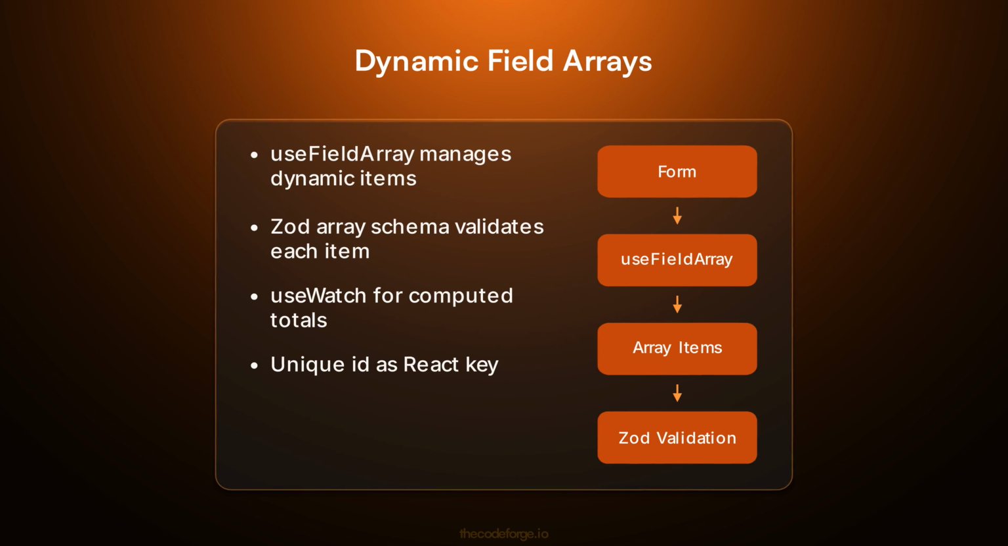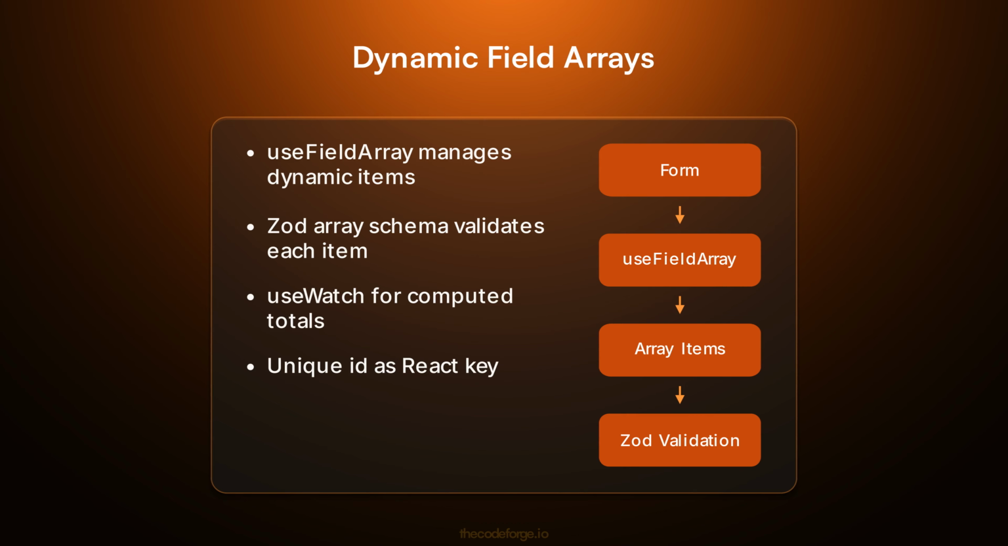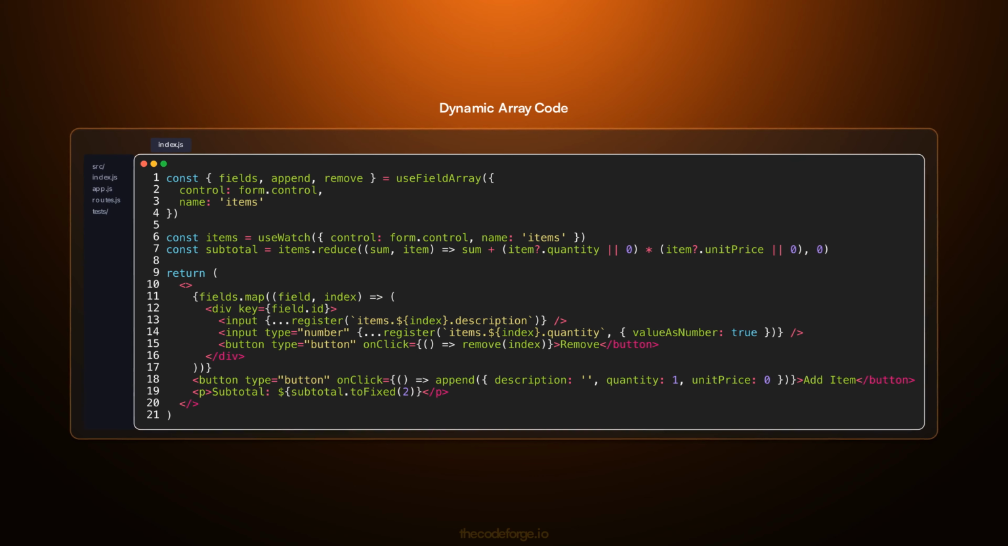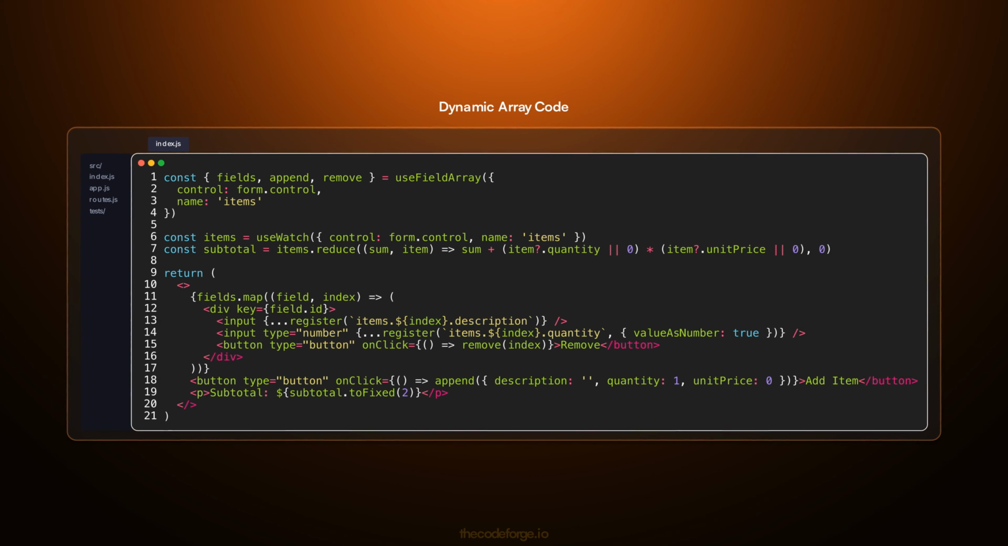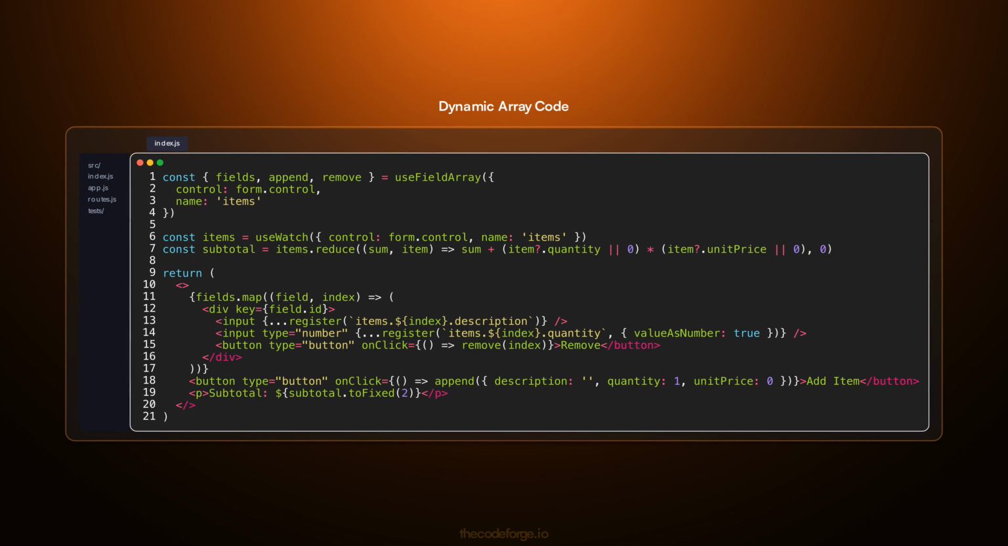For invoice line items or survey questions, useFieldArray manages dynamic arrays. Zod validates each item independently. useWatch computes totals without extra re-renders. useFieldArray gives us a fields array with unique IDs. We use useWatch to compute the subtotal reactively. Each item is registered with its index. Append adds a new item with defaults.